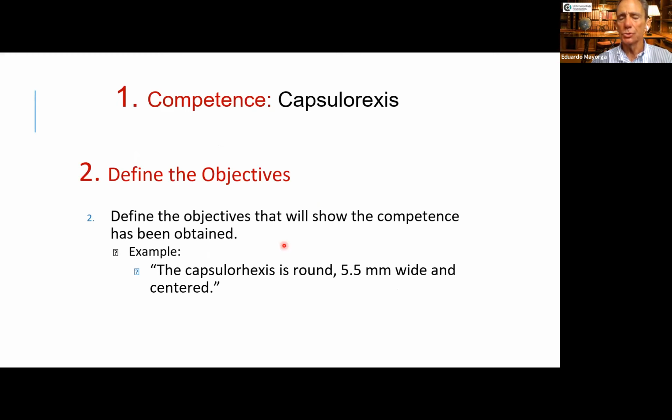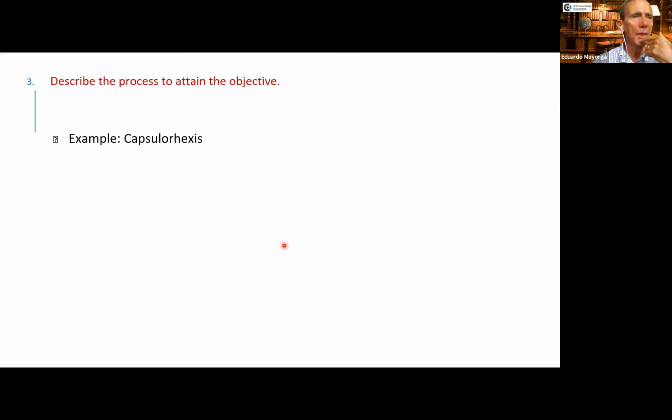So if we wanted to assess the competence of the capsulorhexis and we did not know about the existence of the rubrics on it, a faster way would be to do a checklist. So we first have to define the objectives. And this would be something like this. When he finishes, the capsulorhexis is round, it's 5.5 millimeters wide and centered. Then we have to describe the process for the resident to be able to perform in this way.